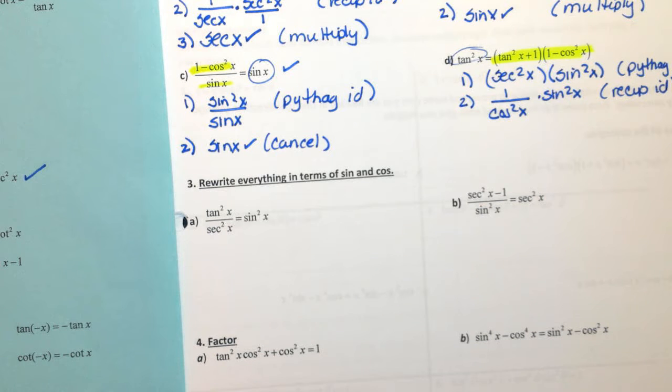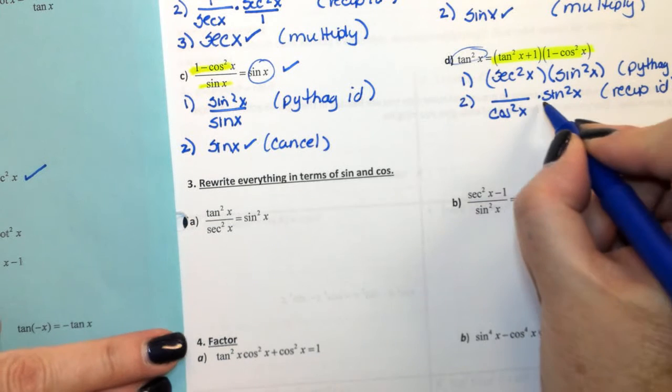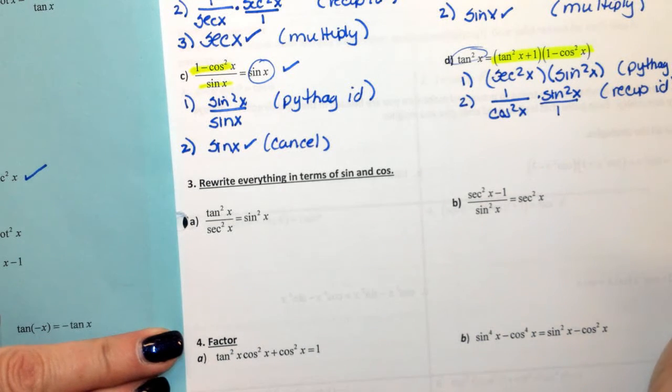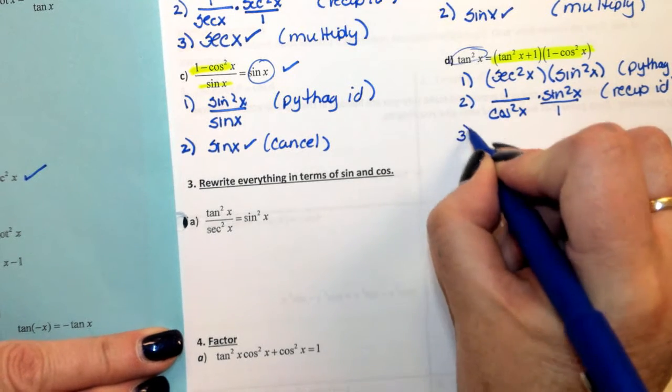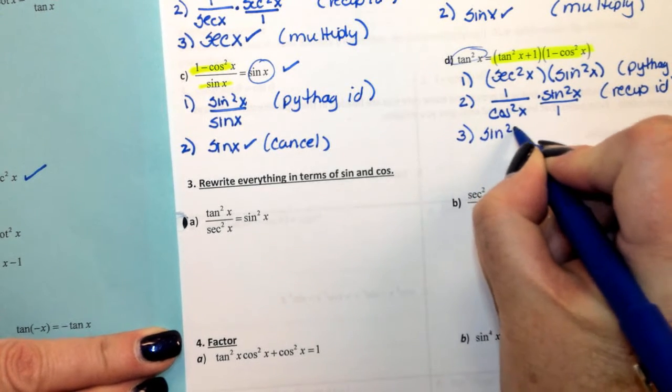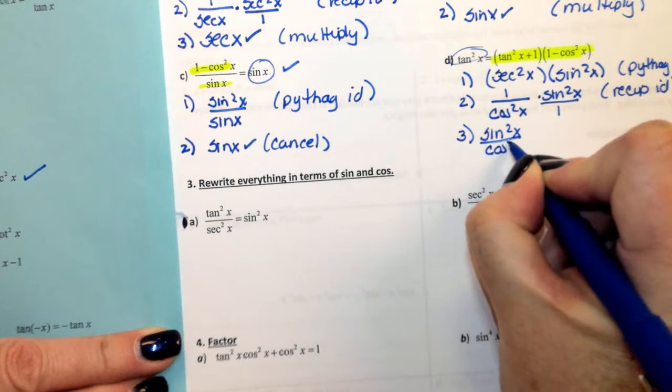Just like you did proofs with geometry, I need to see every single little step that you're doing. I should be able to follow all your work. So notice right now I have an operation to do. All I did was a substitution. Now what can I do with these two fractions? I can multiply. So when I multiply them together, that becomes sine squared x over cosine squared x.